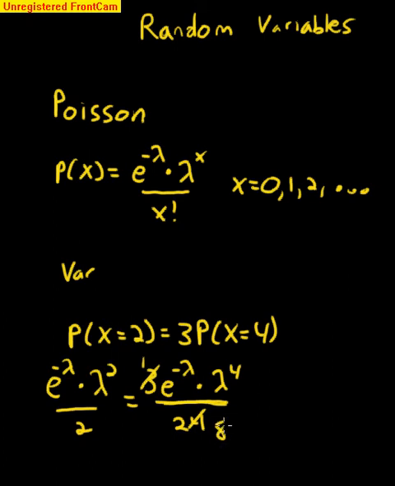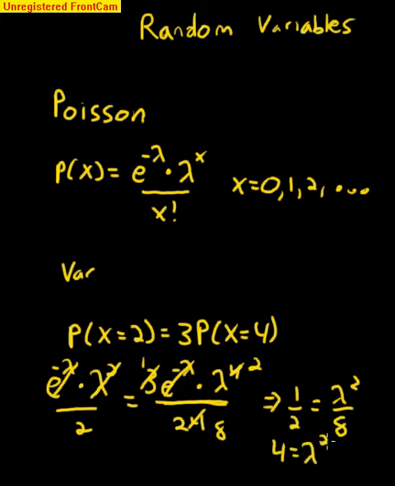We can simplify that. Notice that these will cancel if we divide by e to the negative lambda. And the same thing over here. If we were to divide by lambda squared, this would simplify to 1. And this would be lambda squared. So what we have is essentially 1/2 equals lambda squared over 8. So if we multiply by 8, we have 4 equals lambda squared.